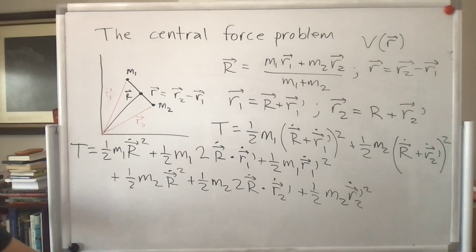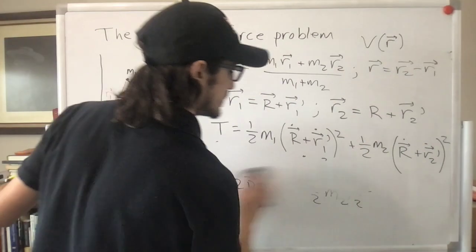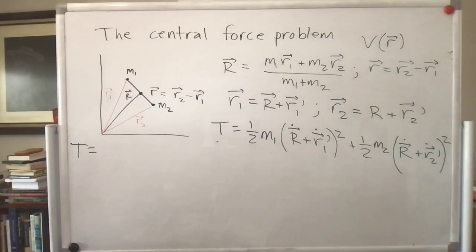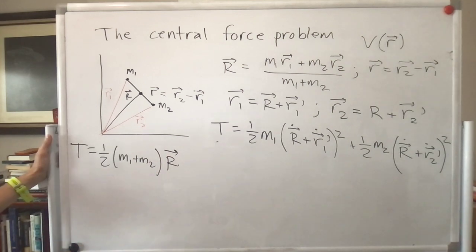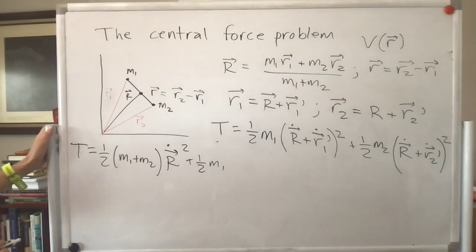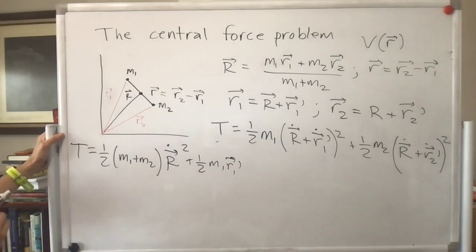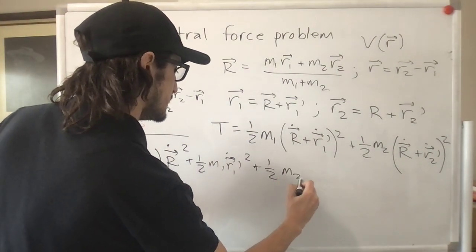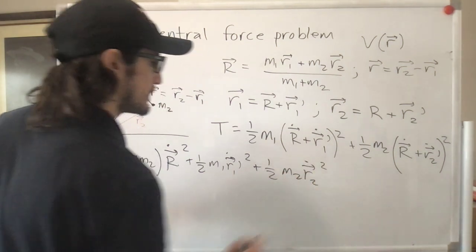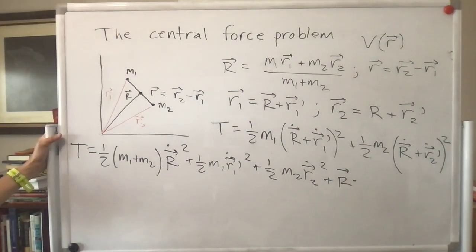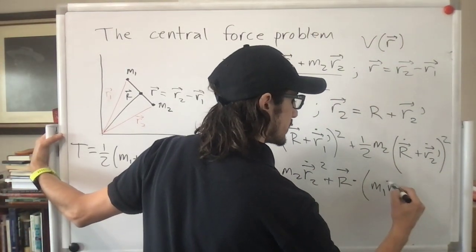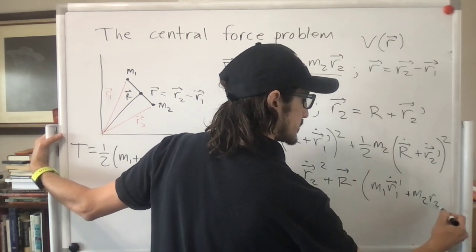Right? So putting terms together, this is just the algebra. It's going to look like this. 1/2 of M1 plus M2, we have the big R dot term squared. And then we have 1/2 M1 R1 prime squared, so it's 1/2 M2 R2 prime squared. And then we have the dot product. So we can factorize it as R dot, M1 R1 prime plus M2 R2 prime.